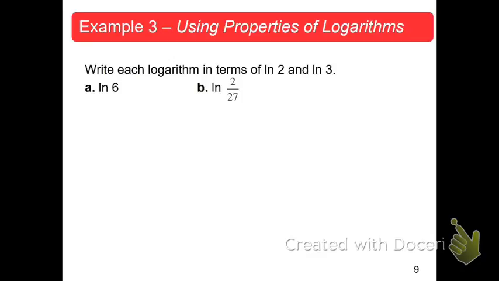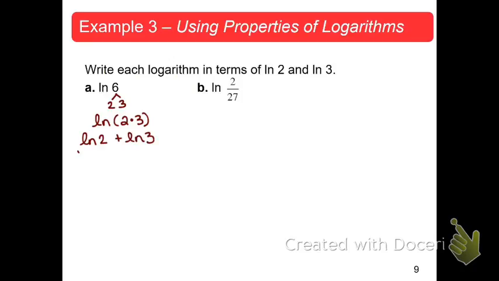So like the natural log of 6, well, I can break that 6 down. 6 is, what, 2 times 3? So I could really say this is the natural log of 2 times 3. But remember, we also talked about that we can expand this because when they're being multiplied, we can separate them into their own logs by adding them. So you get the natural log of 2 plus the natural log of 3.